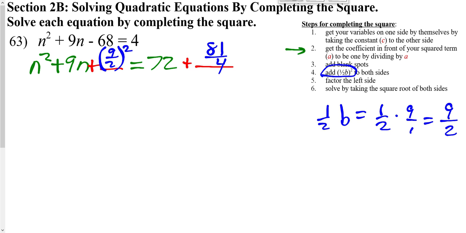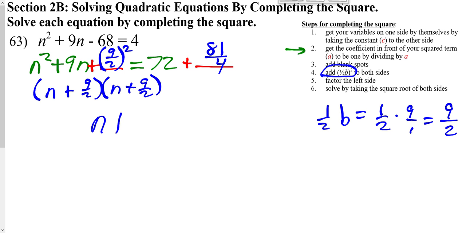On the left side, I like to leave it like I have in blue because it's going to factor into an n plus 9 over 2 and a second n plus 9 over 2. What you put at the end of each parenthesis is what was in your parentheses squared. So you can write the left side as n plus 9 over 2 all squared. Plug the right side into your handy dandy calculator and you end up getting 369 over 4.